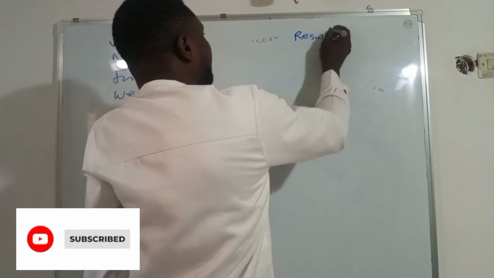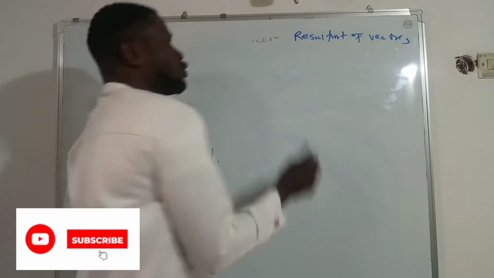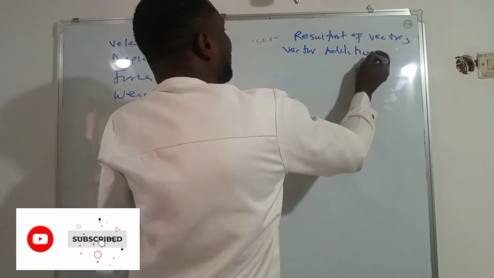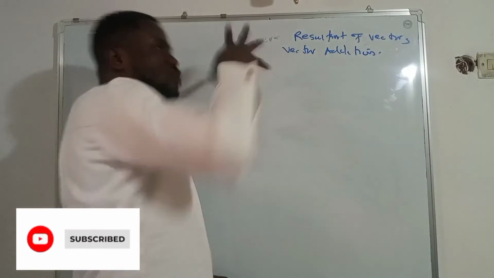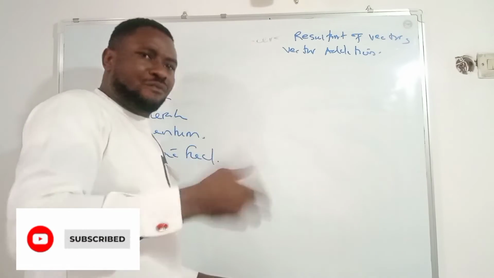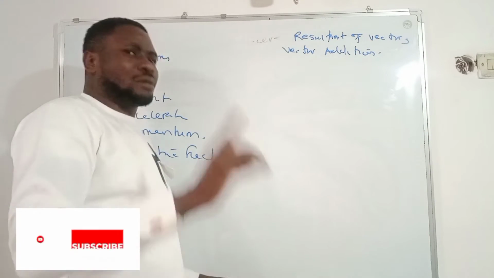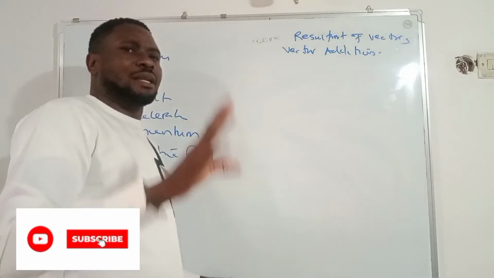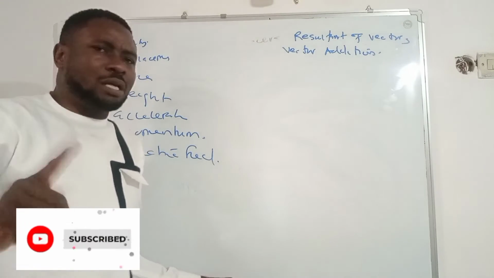So let's quickly look at the resultant of vectors. Resultant vector is what we call vector addition. If you don't call it resultant, we also say vector addition. Sometimes, if they don't use the word resultant vector, they may use the word effective vector or common vector or single vector. But the common term used is what? Resultant vector. How do you calculate the resultant vector?